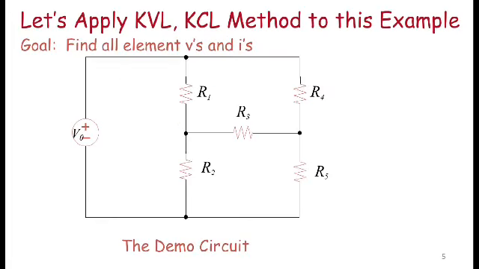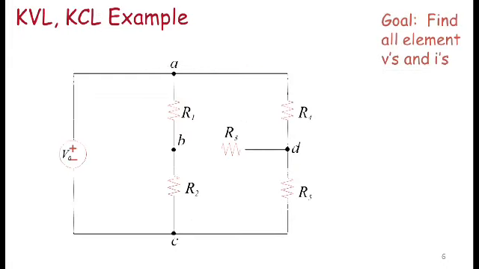Okay, we're done with the preamble. We are now all set to dive into method one of circuit analysis, the KVL KCL method. Let's apply this method to the demo circuit that we used earlier, and see how we can find out all the element V's and I's. Recall, circuit analysis said that solving a circuit involved finding all the element V's and I's. So why don't we start this example with labeling all the V's and I's for our demo circuit.